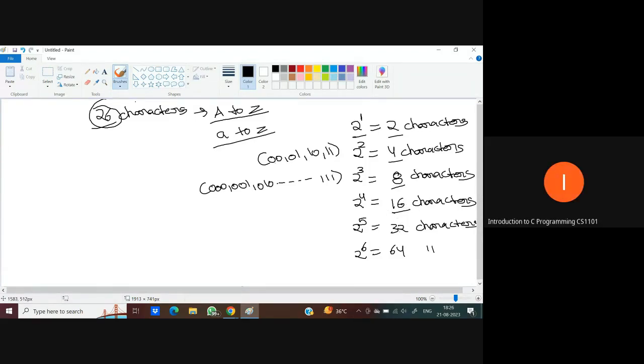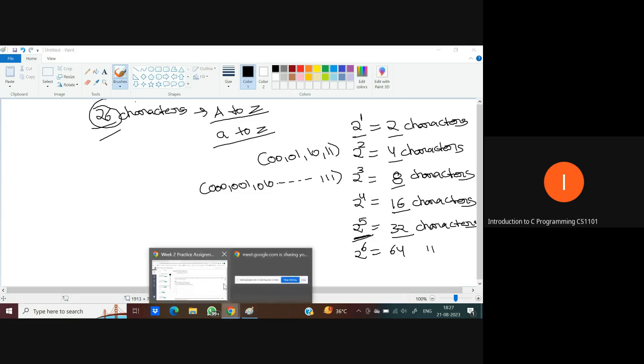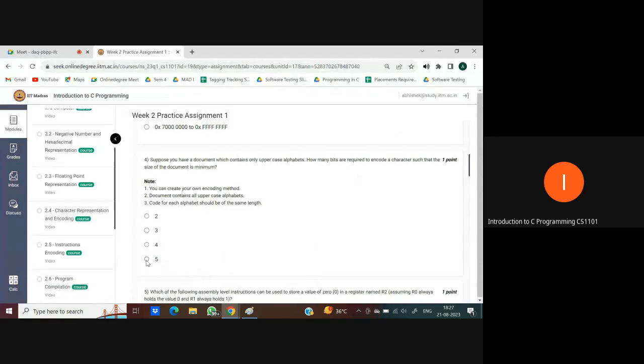So the nearest possible number of bits that satisfies the requirement is what? 2 power 5. Right? 2 power 5 can take care of 32 characters. We just need to encode 26. We still have an excess of 6 characters here, but that is fine. We cannot go with 2 power 4 because it only allows us to encode 16 characters. So the minimum number of bits that we require to encode 26 characters, or a document which only has uppercase English alphabets, is 5 bits. 2 power 5 is 32.